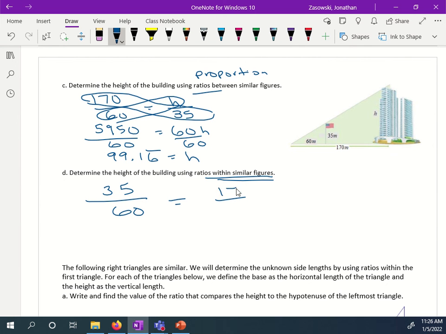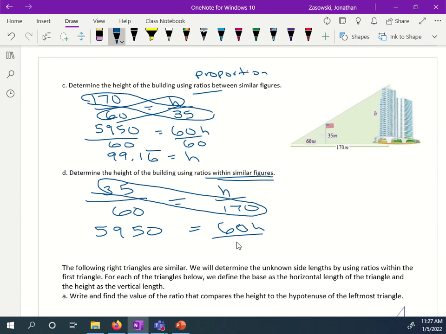Okay, does this work? If we put 35, good. Notice that 170 is not the corresponding side, so we want to flip that around and say h over 170. When I cross multiply, do I still get the same result? I'm still multiplying 35 times 170 either way, right? This is still going to be 5,950, and this is still going to be 60h.